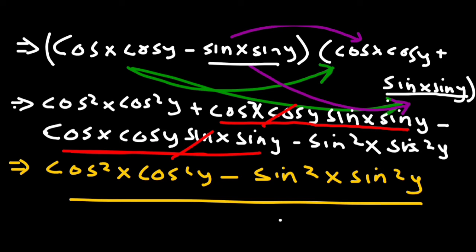Because remember that we want to derive something which is cos squared x minus sine squared x. But what we have is something different. So how are we going to derive that? At this point, we are going to use another identity. We are going to use the Pythagoras identity. So what is the Pythagoras identity for cosine and sine? For example, cos squared x plus sine squared x is equal to 1.